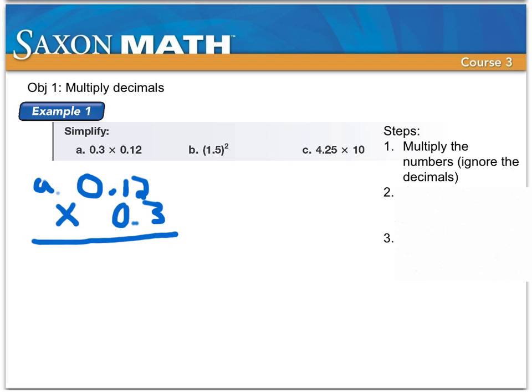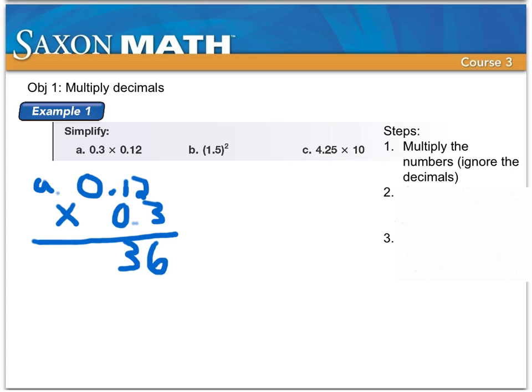Now, step 1, multiply the numbers. 2 times 3 is 6, and 3 times 1 is 3. And I got 0. I could do the next line and put a 0 right here, but everything's going to 0 out because we're multiplying by 0. So this is all I need right here.